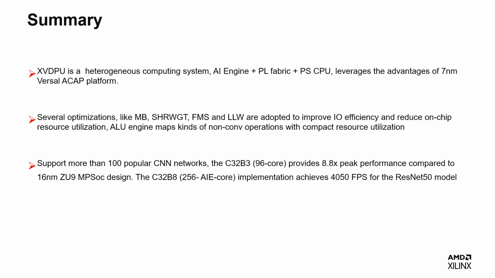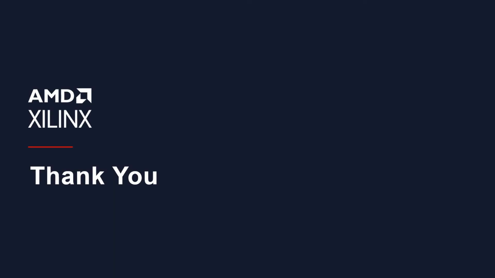The C32B3 provides 8.8 times peak performance compared to 16nm ZU9 MPSoC design. The C32B8 implementation achieved 4050 FPS for the ResNet50 model.